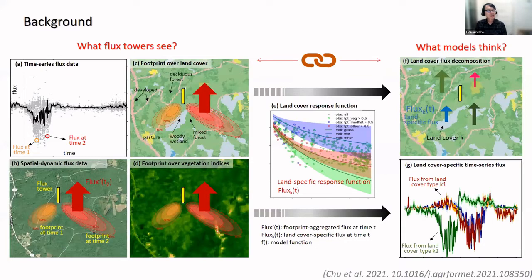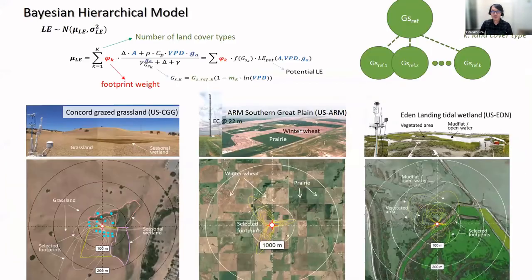Can we somehow harvest this rich information about the spatial pattern and come up with an idea about the response function for each of the land cover types we're interested in, and essentially come up with what the flux looks like for each of these land cover components? That might be interesting, so that drove this study.